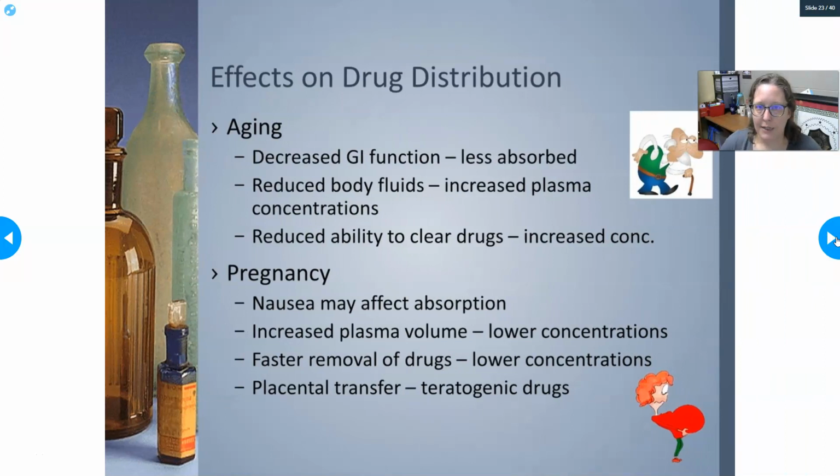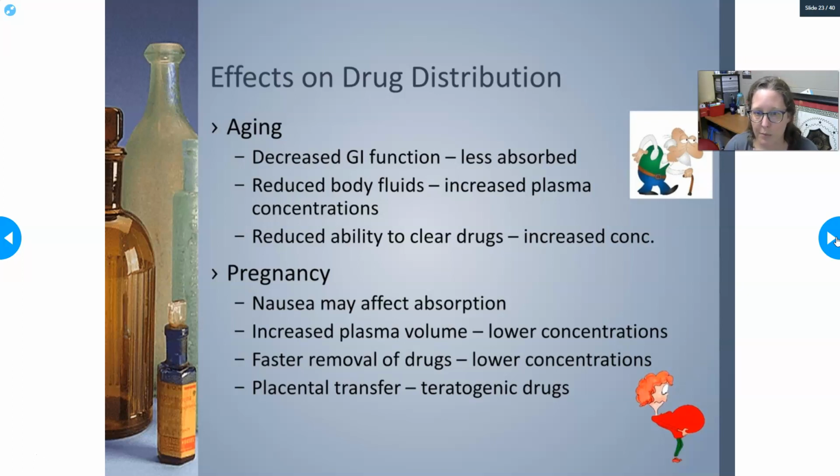A few other things can affect drug distribution. Aging: as a person ages, it's possible to see a decrease in GI function, which means that less of the drug is absorbed.